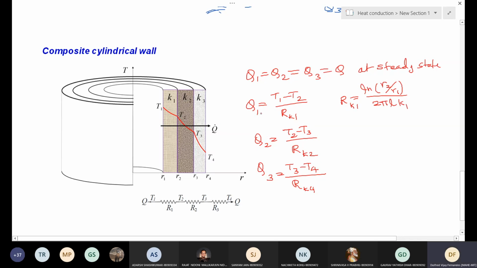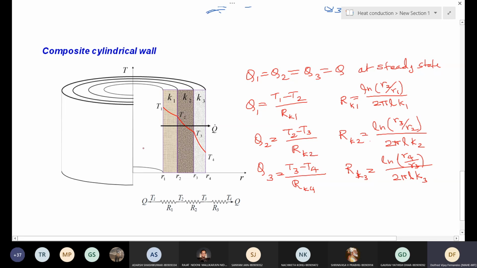Resistance of the first wall, the cylindrical wall, is nothing but ln(R2/R1) divided by 2πLK1. Second wall: ln(R3/R2) divided by 2πLK2. Similarly, RK3 is ln(R4/R3) divided by 2πLK3.